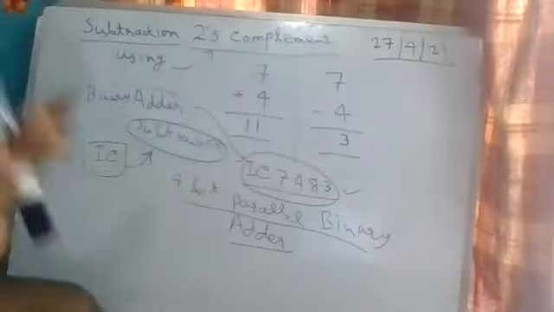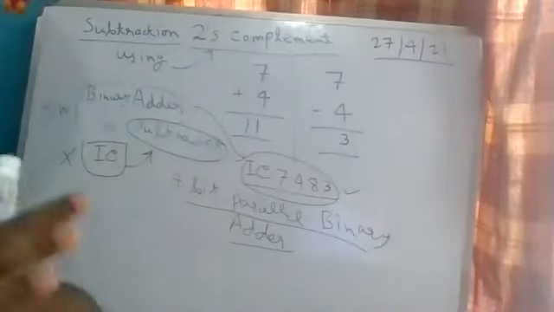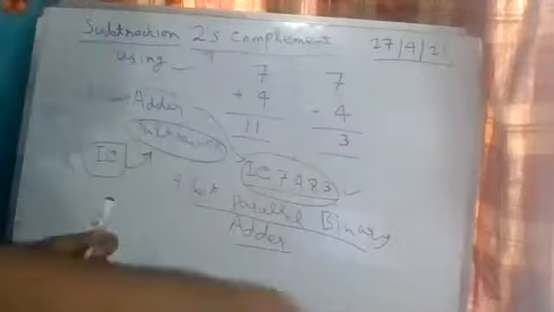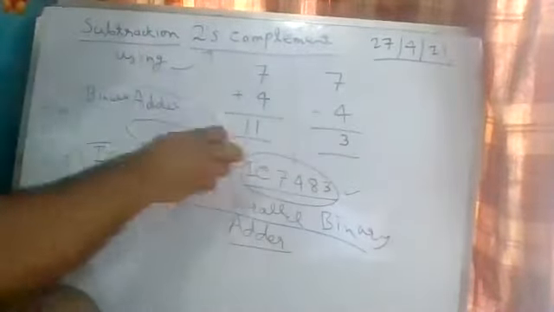Up to this, is it clear to everyone? Why we are using 2's complement? Up to this, everyone clear? Yes, sir. This concept is very important. Everyone try to understand.